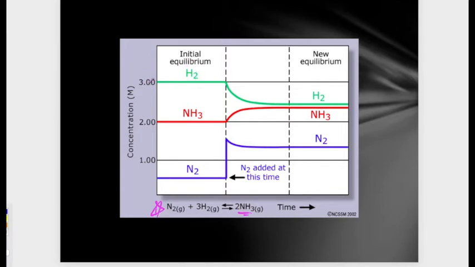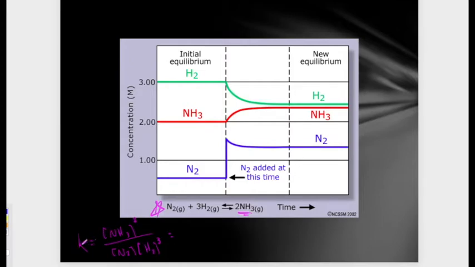And what we could do is calculate the K value. I don't want to take the time to do that because we've done it about 1 trillion times. We know the K value would be the concentration of NH3 raised to the second power divided by the concentration of N2 times the concentration of H2 raised to the third power. Oh, why don't we go ahead and calculate it? It might be kind of fun.